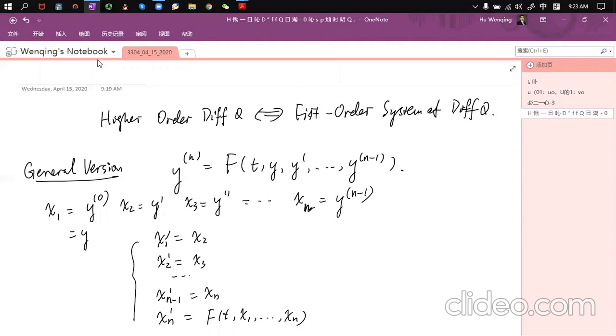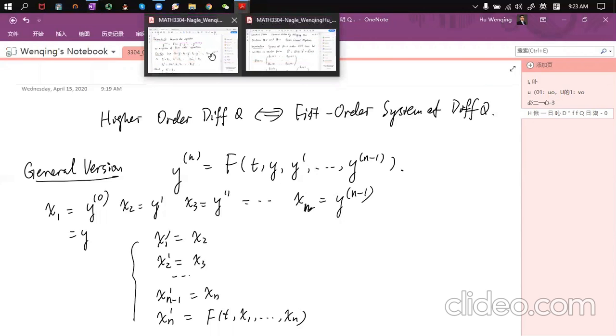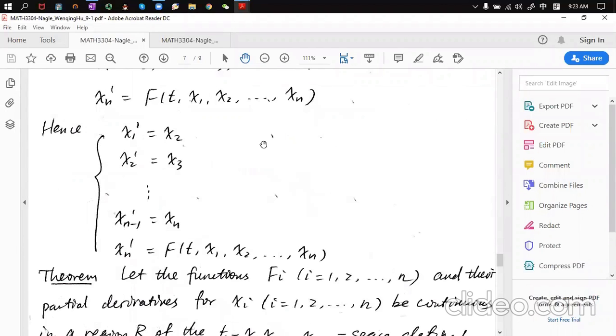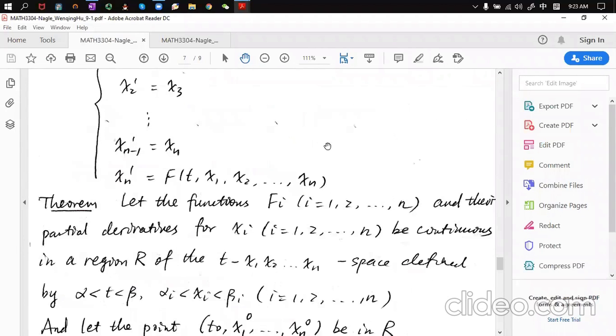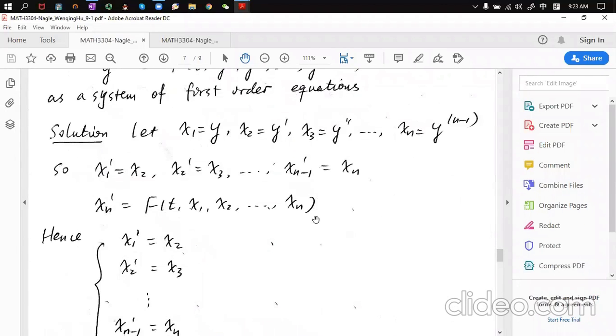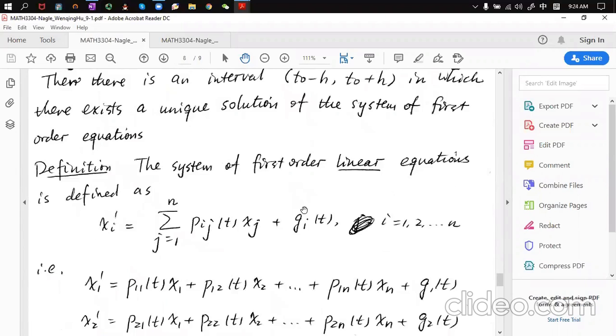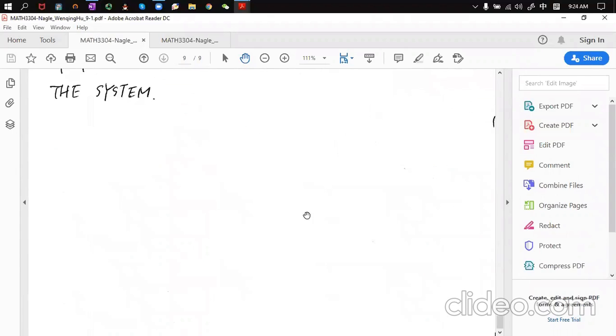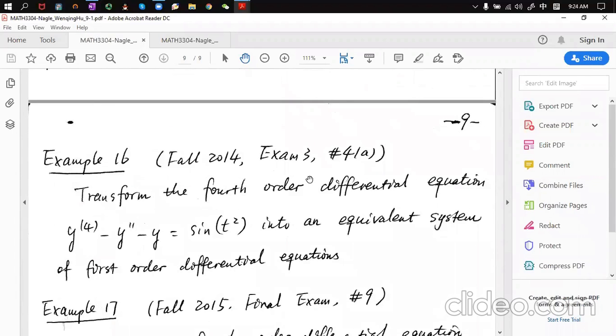That's the thing that we would like you to do. You're always able to turn this higher order equation into a system of first order equations. And this is very important. It might occur in some of your upcoming exams and final exam questions.